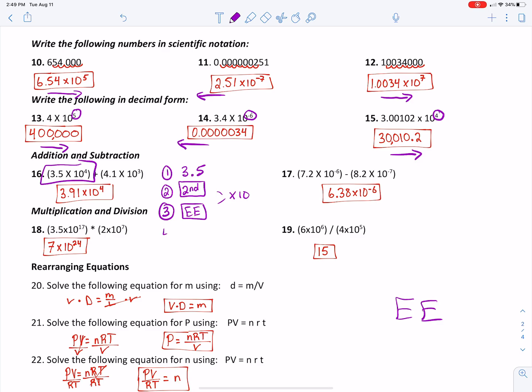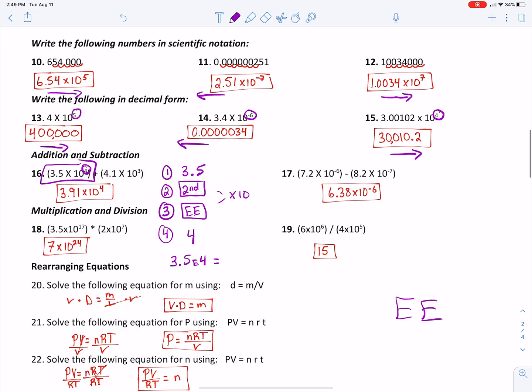Then, fourth and last, I'm going to put 4 because it's raised to the fourth power right here. I'm going to put 4. My number in my calculator should look like this, 3.5E4. That's the same thing as saying 3.5 times 10 to the fourth. But what it does is eliminates our order of operations. I don't have to use parentheses when I use this.